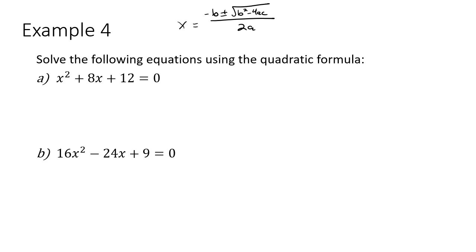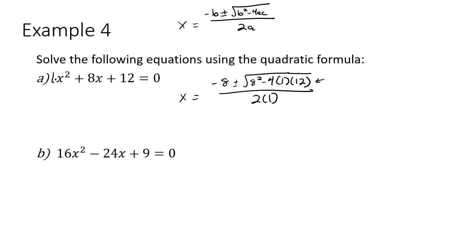So starting off with part A, just jump straight into it. It's already in the appropriate form. B is the coefficient of x, so we've got negative 8 plus or minus the square root of 8 squared minus 4 times A, which is implied to be 1 in this case, times C, the constant term, so 12. And this is all divided by 2 times A, which again is 1.